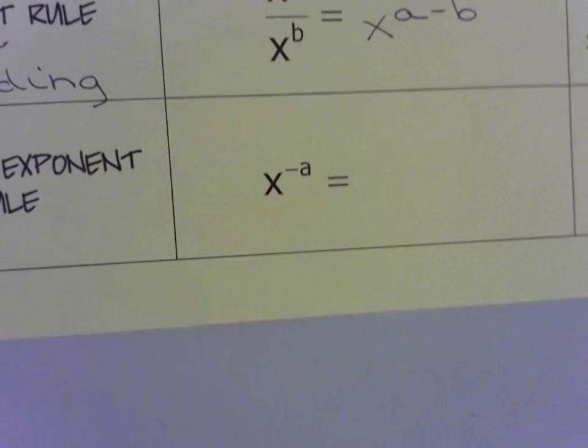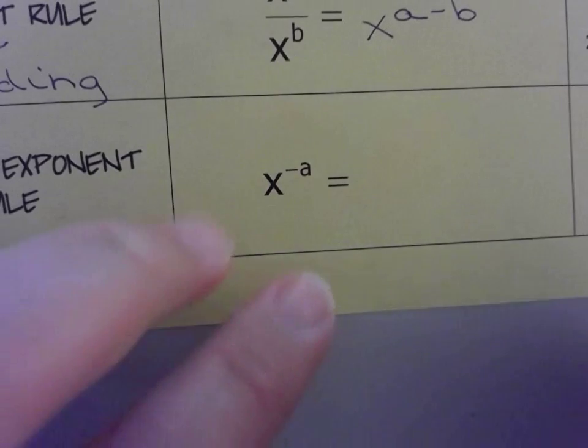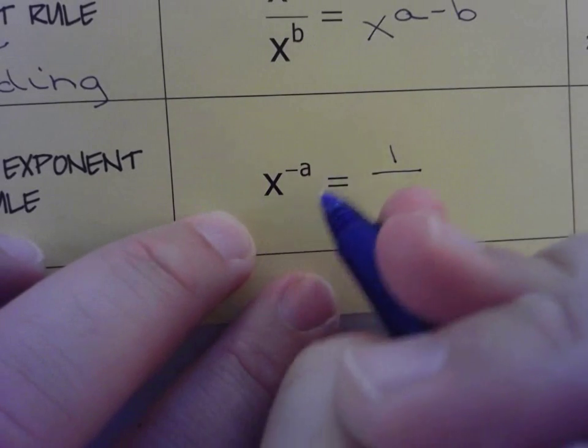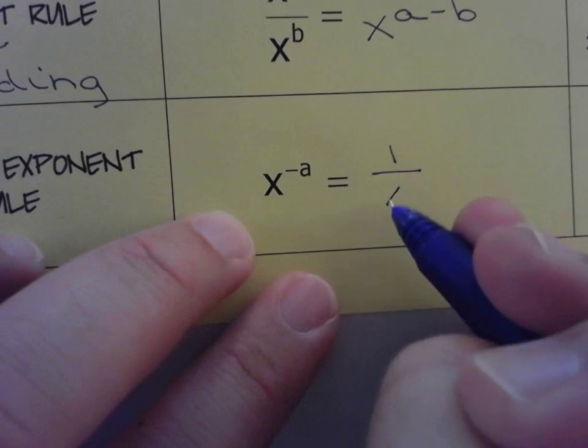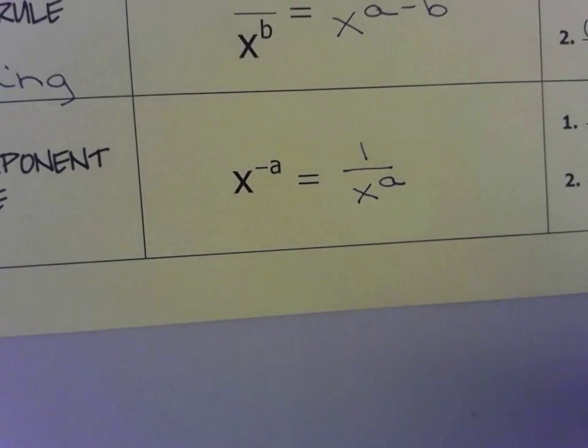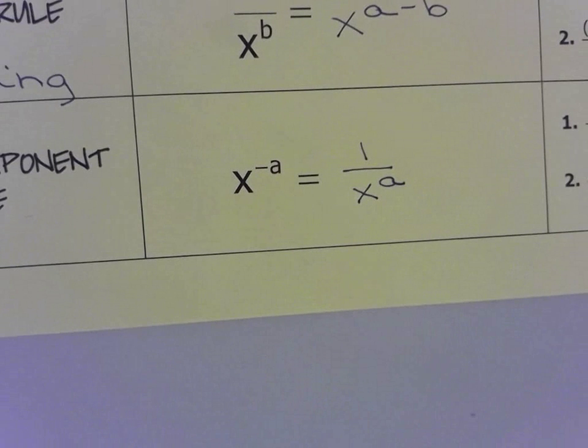Okay, negative exponent. If I have a negative exponent, what do I do with it? Yep, move it either to the top or the bottom. X to the negative a is currently on top, so we're going to move it: 1 over x to the positive a. Mistake I've noticed: when you move it, you change the sign to positive.